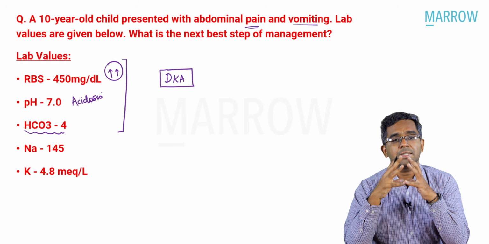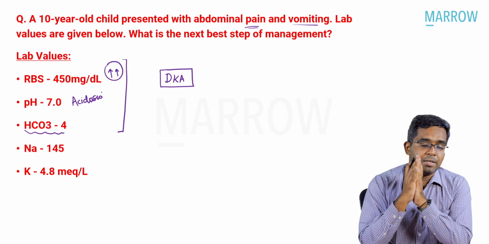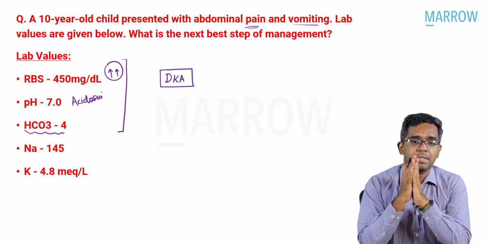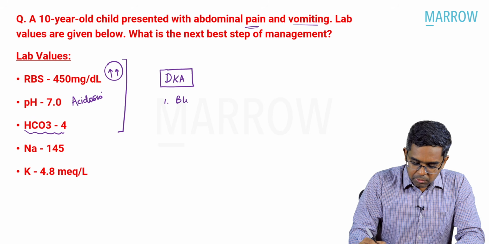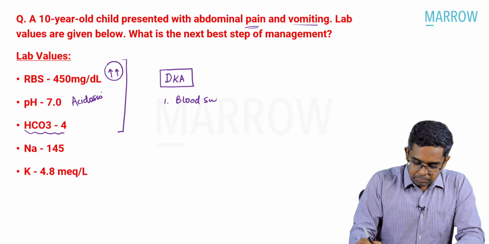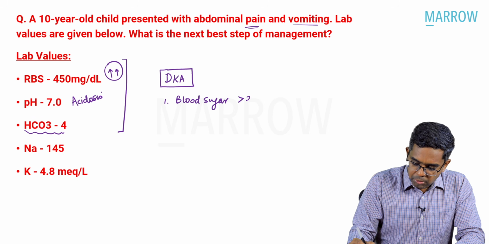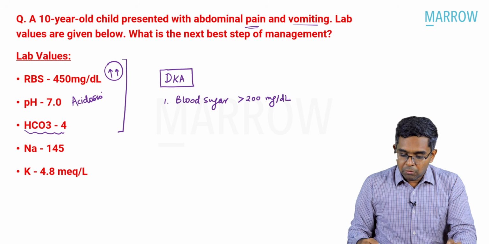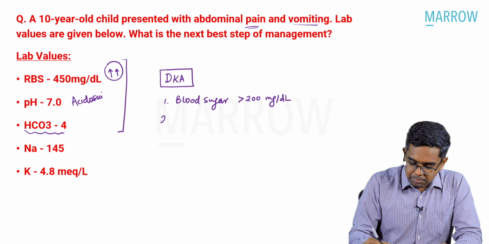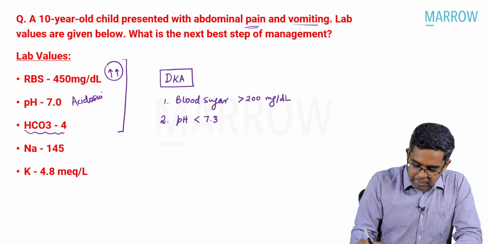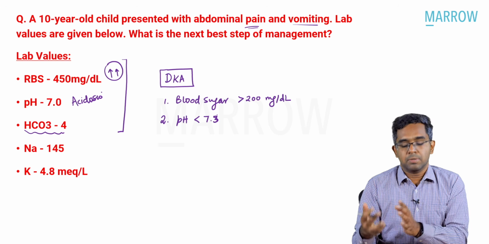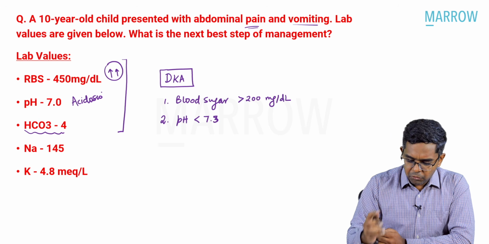See, a very basic biochemical definition of diabetic ketoacidosis is suggested by 3 things, out of which 2 are already given in the question. One is blood sugar more than 200 milligram per deciliter. It is fulfilled in this question because it's already 415 milligram per deciliter. Number 2 is pH of less than 7.3. It is clearly written 7.0 in this question. So definitely it is fulfilling the criteria.